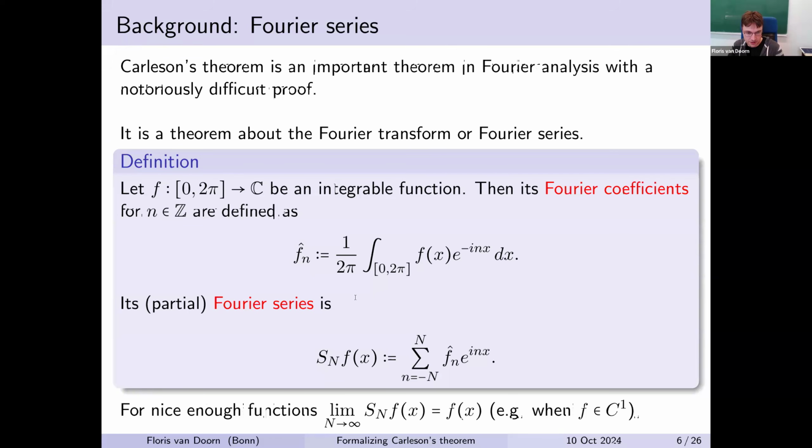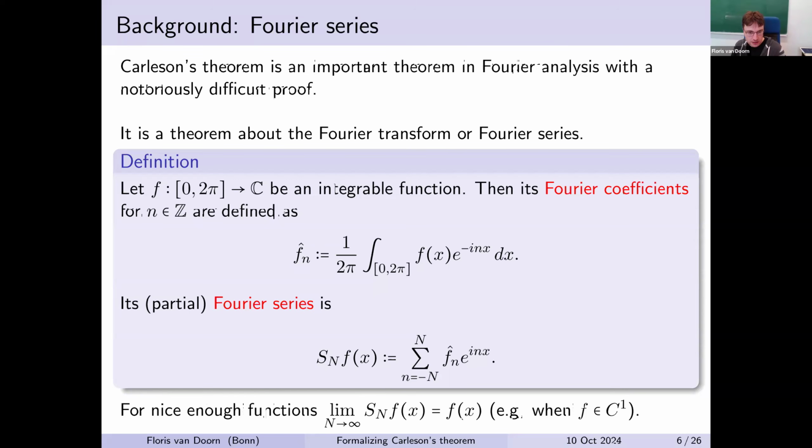And then from these Fourier coefficients, you can try to build up the original function, by taking the sum of the Fourier coefficients multiplied by these complex exponentials. Of course, this complex exponential is built up from a cosine in the real part and an i times sine in the imaginary part. So that's where the frequencies come in. For nice enough functions, these Fourier series converge to the original function, for example if your function is continuously differentiable.